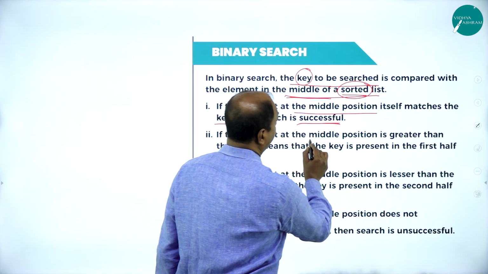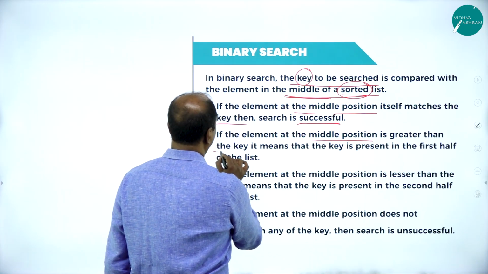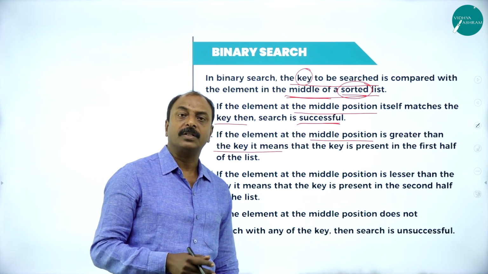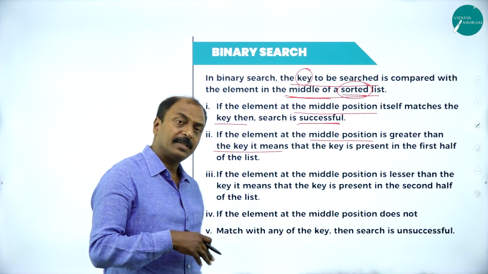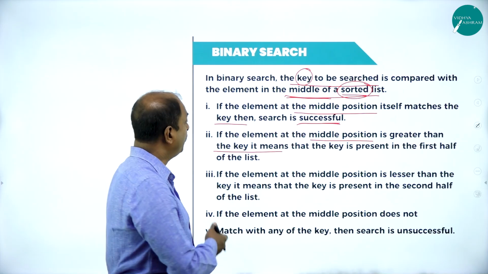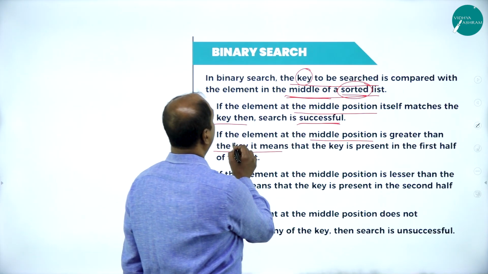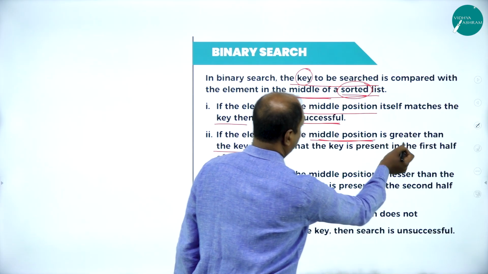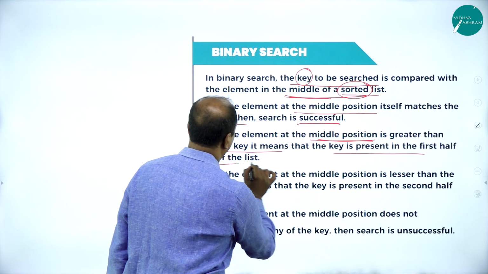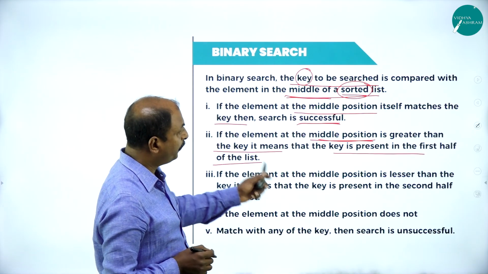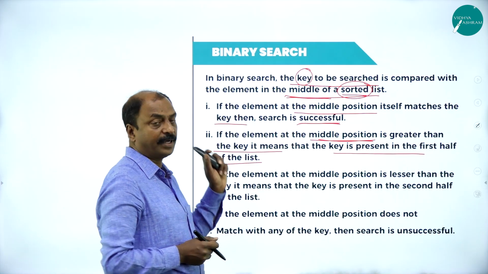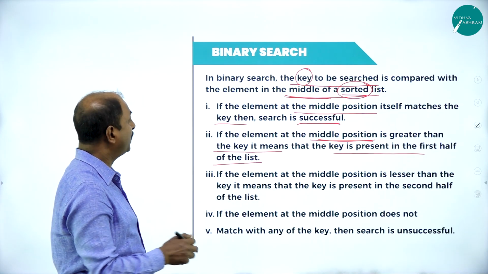If the element at the middle position is greater than the key, it means the possibility is that the key element may be greater than the value at the middle element or maybe less than the value at the middle element. So in that way, if the element at the middle position is greater than the key value, then the key is present in the first half of the list. It means we have to search the first half of the given list.